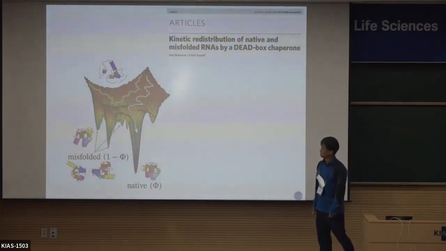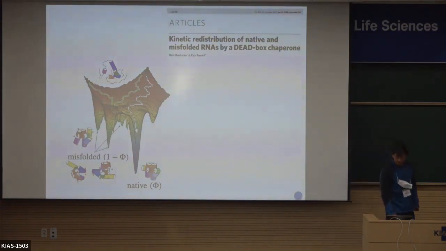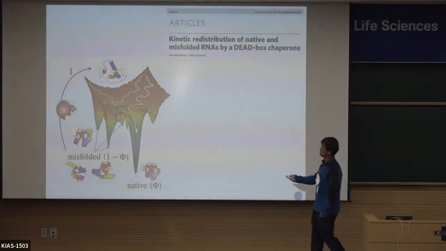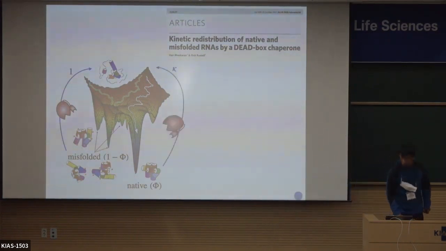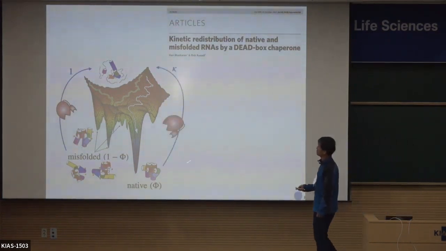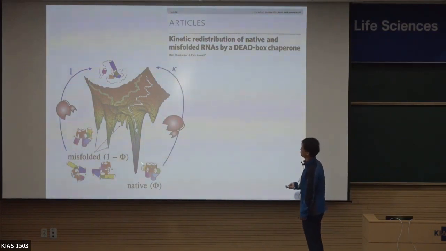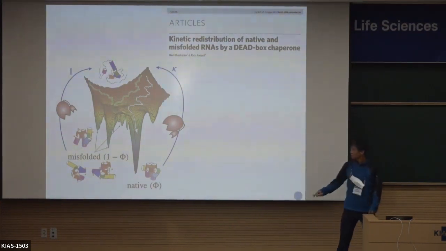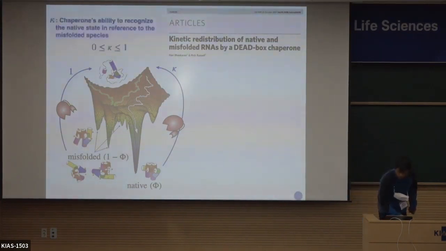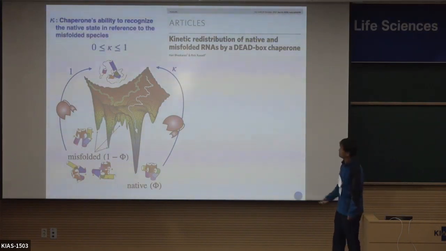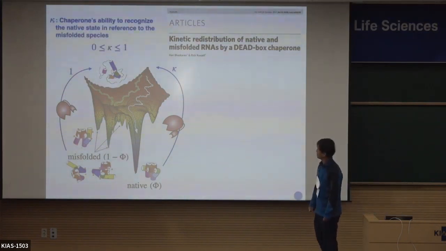In terms of this kind of rugged landscape, what RNA chaperone does is the following. It recognizes misfolded states and then resets the system into the unfolded, intermediate states. And not only that, it also recognizes native states, unfolds them, and resets the native state to the initial condition, but to a different extent. So it recognizes misfolded states better, and therefore kappa is smaller than 1, a number between 0 and 1, okay?